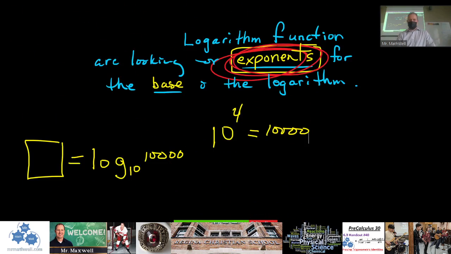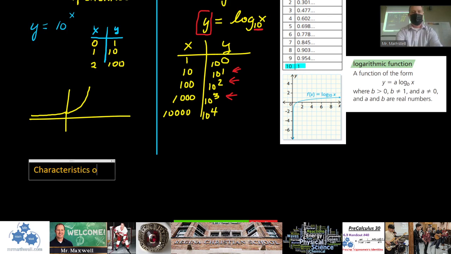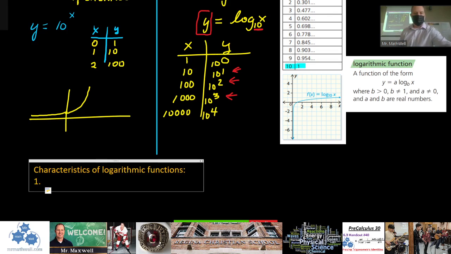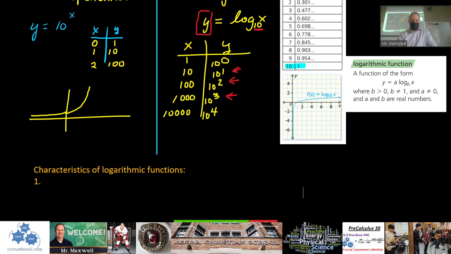Let's take a look at some characteristics here. You know what I need to talk to you about is some characteristics. So type this out. It's going to be very important. Let's make that a color you can actually see. Yellow. Characteristics of logarithmic functions. 1. For some reason my computer was muted. Sorry if someone was trying to bust in there. Characteristics of logarithmic functions. Okay.